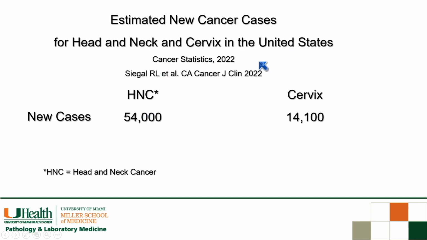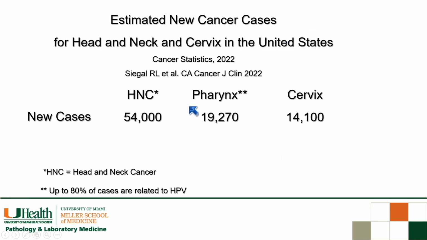Here, again, in the cancer statistics, you see new cases of head and neck cancer at 54,000, and new cases of cervical cancer, which we know is an HPV-related cancer, at 14,000. And we have very good screening in place to prevent cervical cancer in the US. But look at pharyngeal cancers, right? We've already said that about 80% are going to be due to HPV. So this is actually telling us that there are more HPV-related pharyngeal head and neck cancers than cervical cancers in the United States.